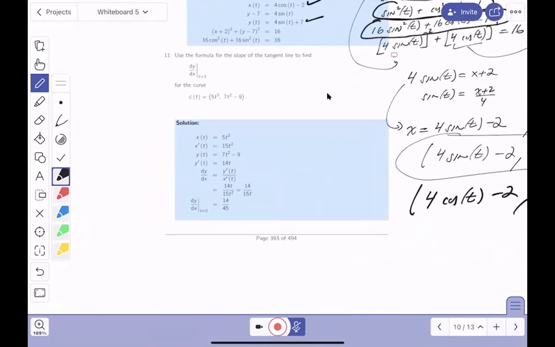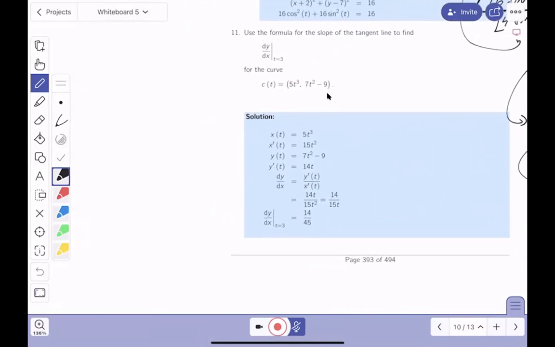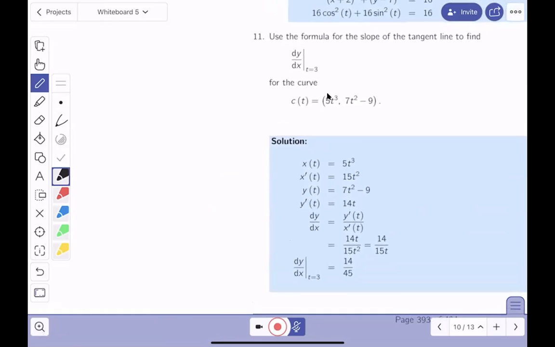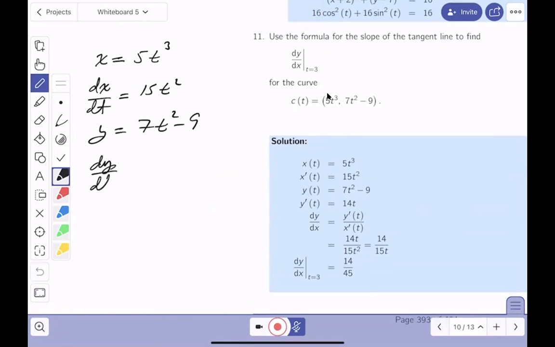All right. Number 11, we're finally getting out of the pre-calculus stuff and getting to the calculus. So it says, use the formula to find the slope of the tangent line for the curve. Let's write this down. X is equal to 5t cubed. So dx dt is going to be 15t squared. All right, what's dy? I'm sorry, I'm going too fast over here. What's y? Y is 7t squared minus 9. So what's dy dt? Well, that's going to be 14t.